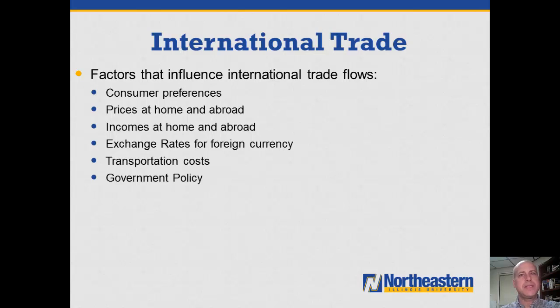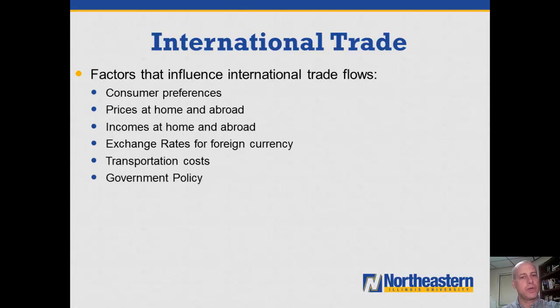The relative prices at home and abroad also influence international trade. When one country's prices are changing in different ways than another country's, then this can influence the amount of trade. Incomes at home and abroad. When a country is doing particularly well, this might influence their demand for goods and services generally, both produced domestically and produced abroad. So rising incomes at home relative to incomes in the rest of the world will tend to lead to more importing of goods than exporting.